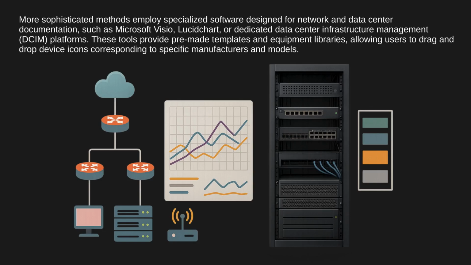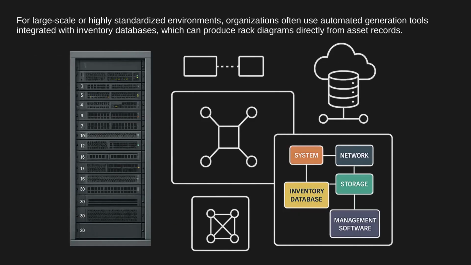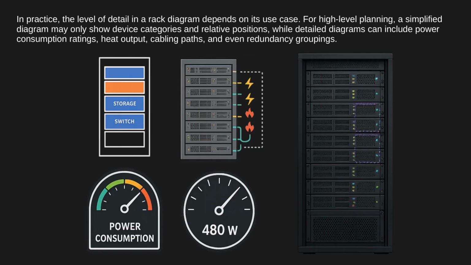These tools provide pre-made templates and equipment libraries, allowing users to drag and drop device icons corresponding to specific manufacturers and models. For large-scale or highly standardized environments, organizations often use automated generation tools integrated with inventory databases, which can produce rack diagrams directly from asset records. In practice, the level of detail in a rack diagram depends on its use case.